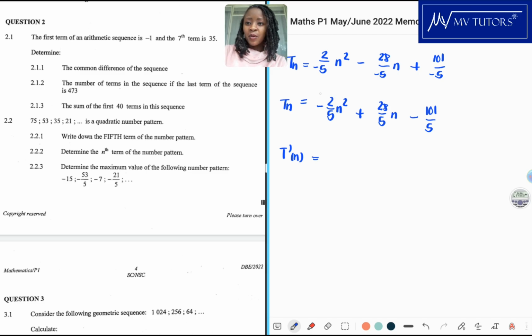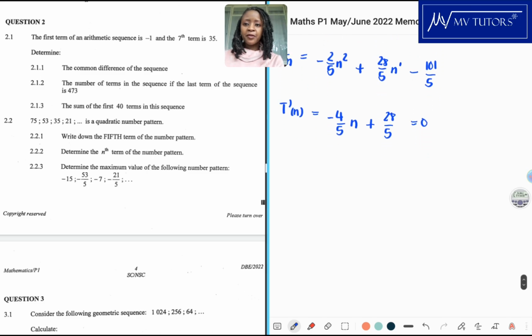We're going to take the power, bring it down, and multiply it with the coefficient of n squared. So it will be 2 times negative 2 over 5, which is negative 4 over 5n. And then I have 1 over there multiplied by that. That will just be 28 over 5. And that will just be 0. Okay, and I make that equal to 0.